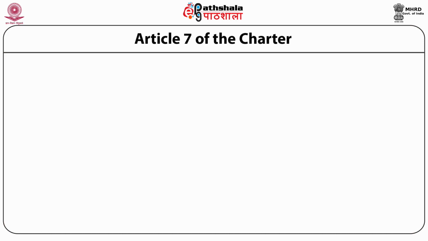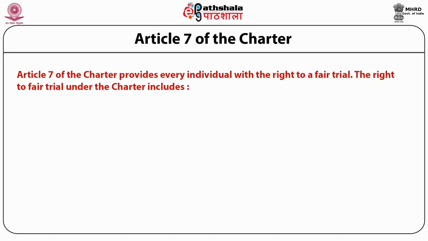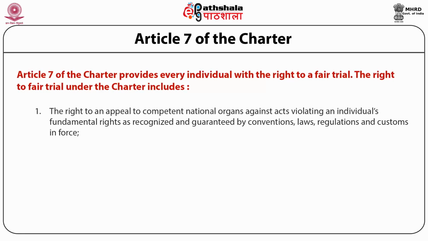Therefore, that citizen will say, well, I will approach the Commission directly for the enforcement of my rights under the Charter. So now let's come to Article 7 of the Charter. Article 7 of the Charter provides every individual with the right to a fair trial. The right to fair trial under the Charter includes the following: the right to an appeal to a competent national organ against acts violating an individual's fundamental rights as recognized and guaranteed by conventions, laws, regulations, and customs in force.